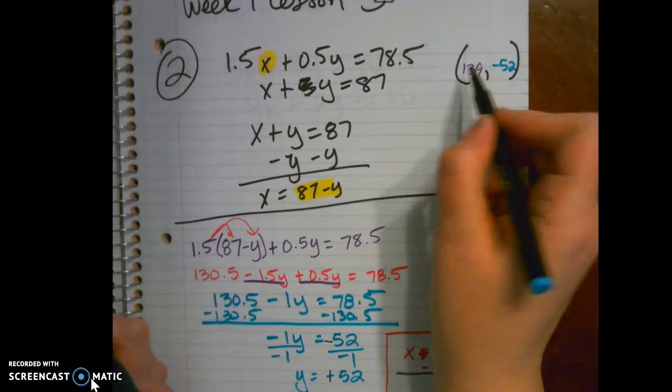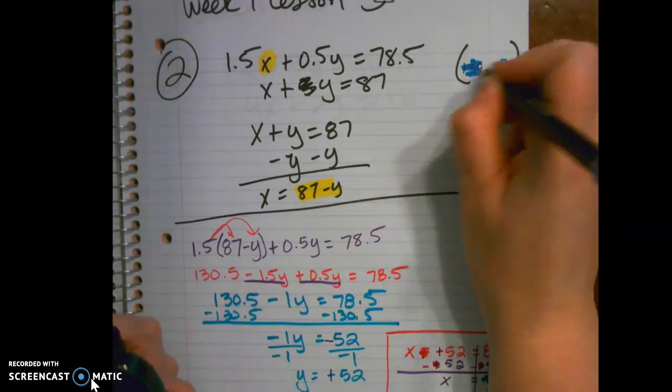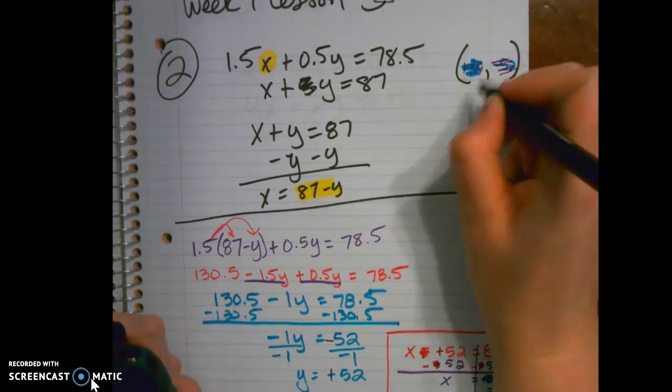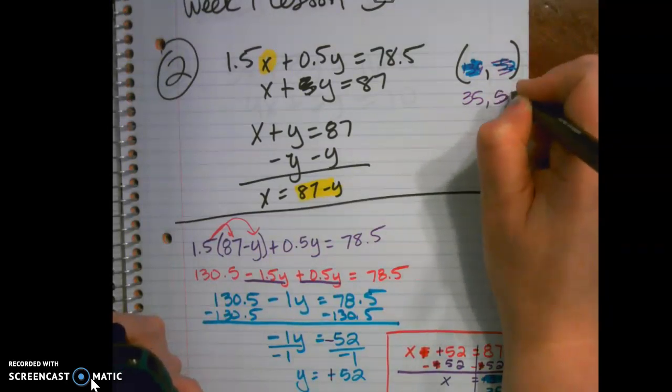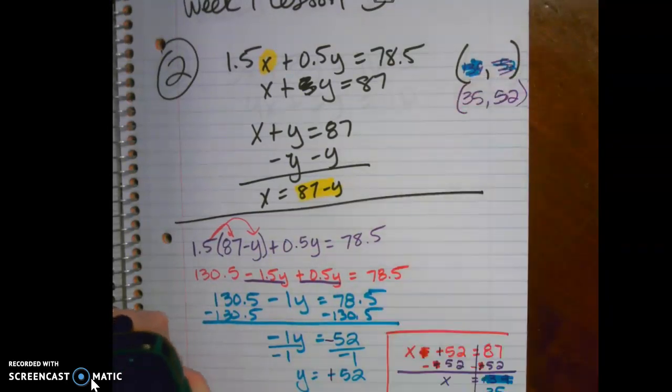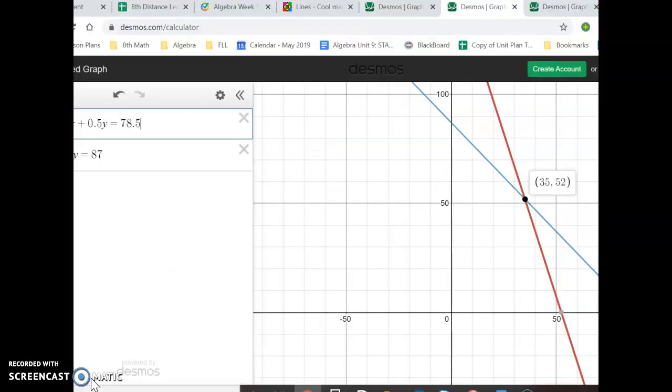Okay, so don't go be all crazy because you've been locked in your house for 2 weeks. Instead, we're going to get 35, 52. Okay, 35, 52. That's going to be our point. And then when we check it on the good old calculator, 35, 52 is correctamundo.